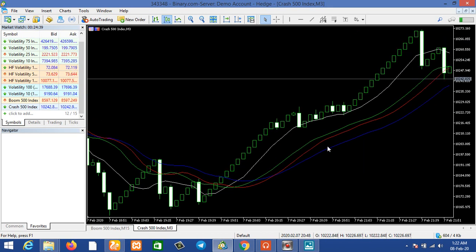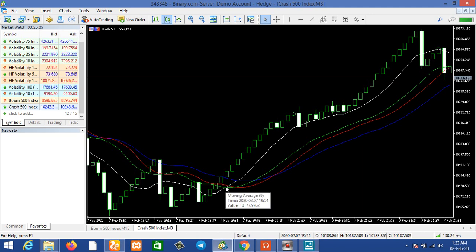Now with this indicator, you will know when to enter the market and when to exit the market. So let's get on with how we can pick the candle. Having said that, we can only trade crash when it's on uptrend. So we see moving average 9 here crosses the green alligator. Once our moving average 9 crosses the green alligator upward, we know for sure that the market is about to take a new turn.